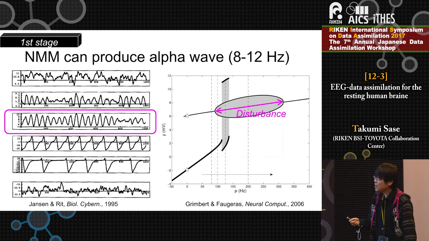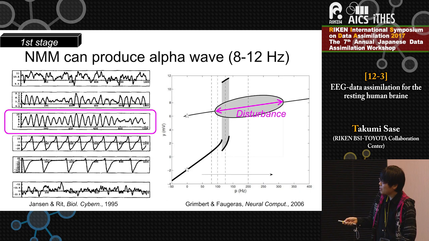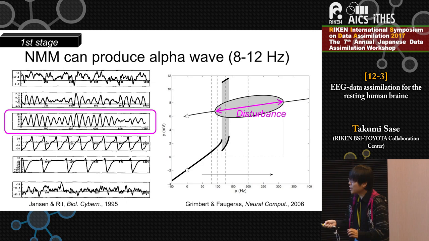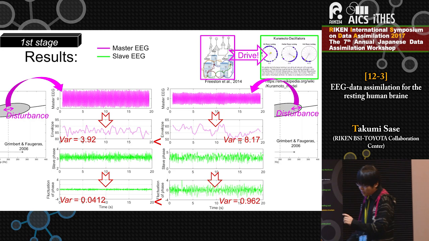First stage. This is an example time course of the neural mass model. Alpha wave is generated. Alpha wave is typically observed under a resting condition. And this mechanism is like this bifurcation diagram. By Hopf bifurcation, a limit cycle attractor arises. In this range there is disturbance, and this amplitude is fluctuating. This is the result of the first stage.